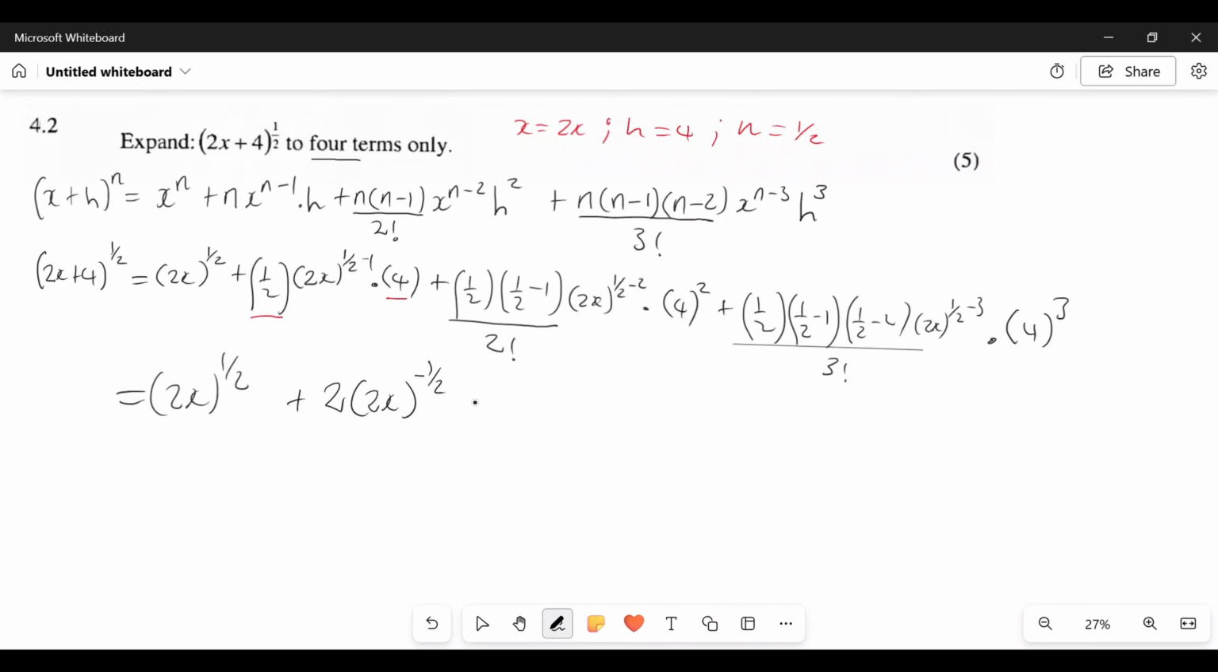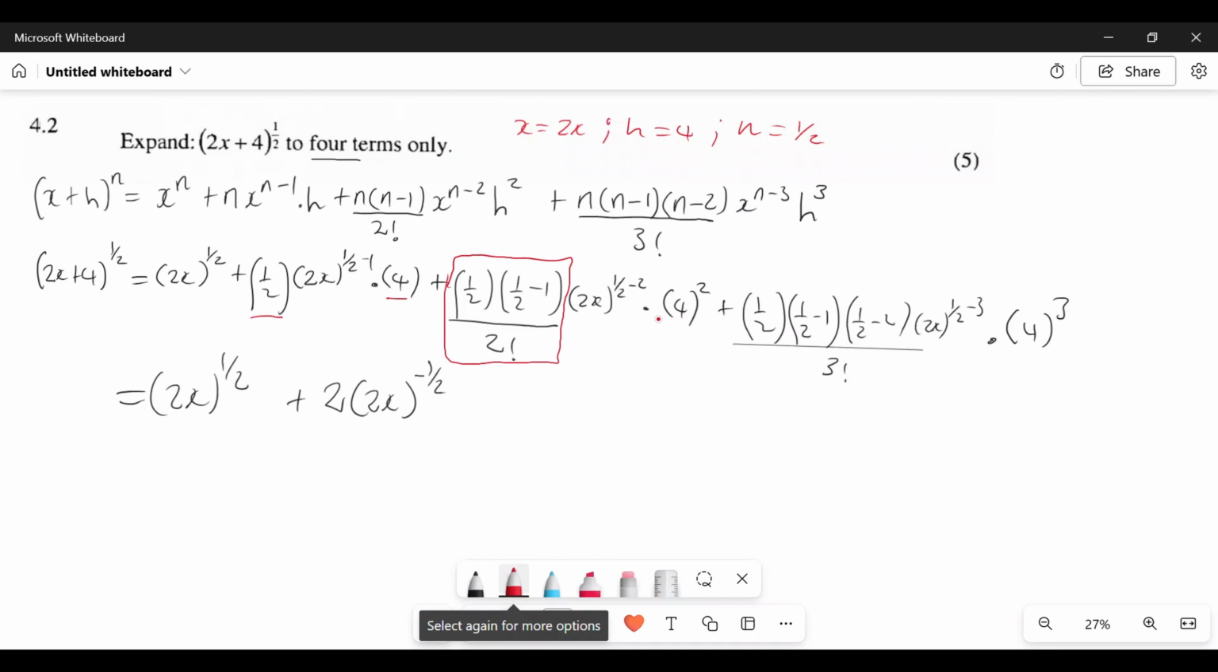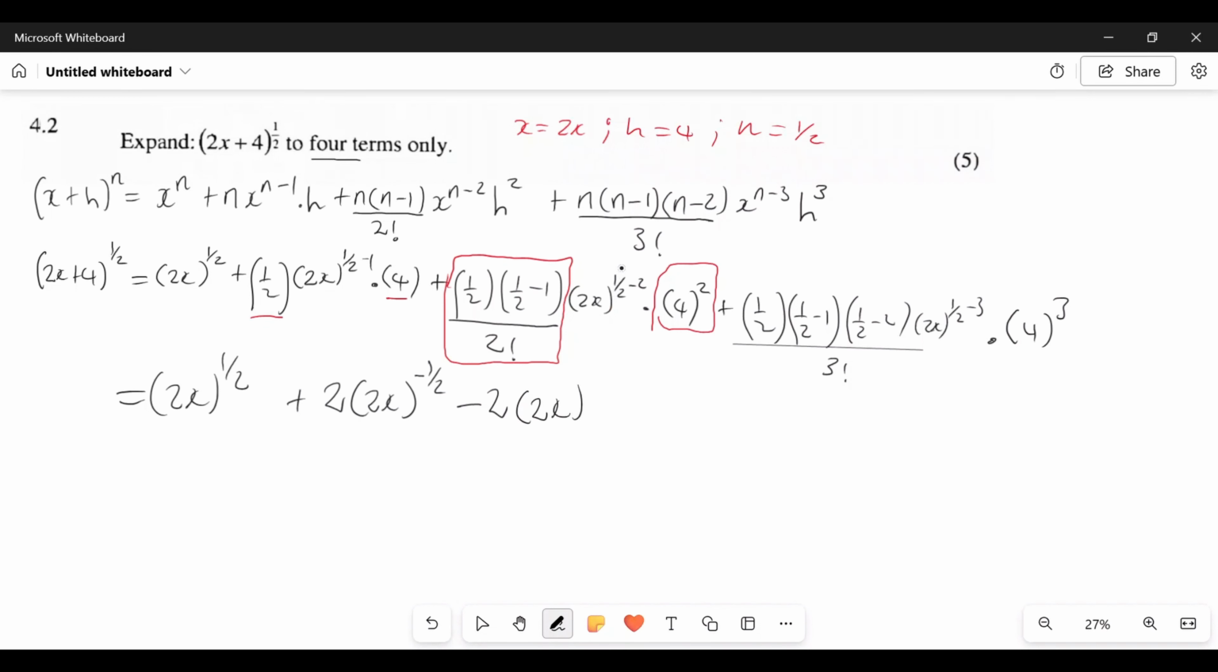And then we go to the next one. Now the next term, which is the third term, all this here, you put it inside the calculator, guys, including 4 to the power of 2. Now if you do that, what you're going to have here is negative 2. We're still going to have 2x, so we have half minus 2 as an exponent. This is going to give us negative 3 over 2. There we go.